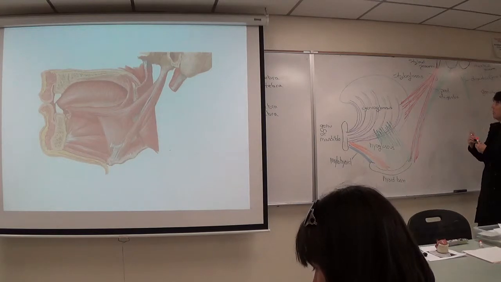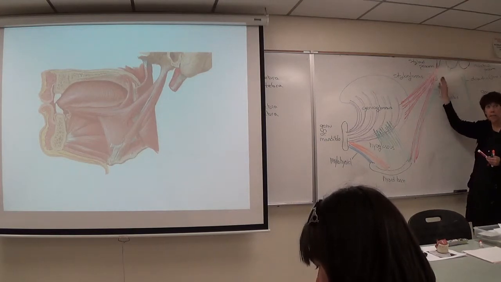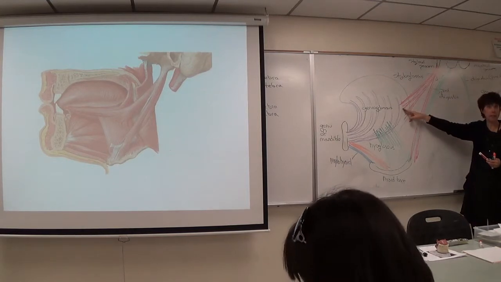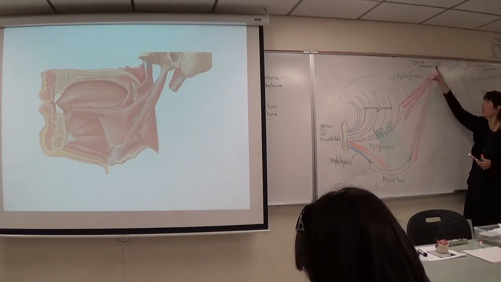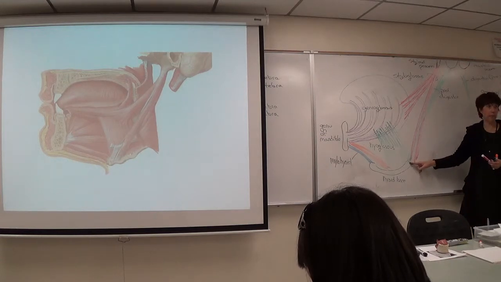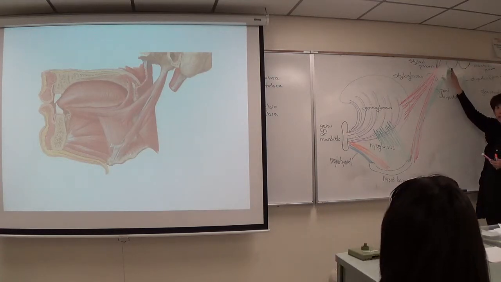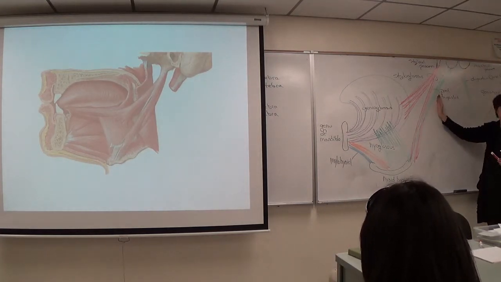So you can tell when you look up here what you're looking at, because it comes from the stylo process, goes to the tongue, styloglossus. Comes from the stylo process, goes to the hyoid bone, stylohyoid. Okay? Comes from the mastoid process, which is posterior, going to be behind the styloid. This would be the posterior digastric.